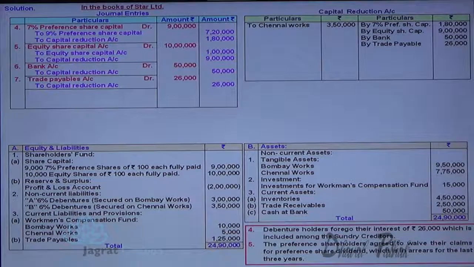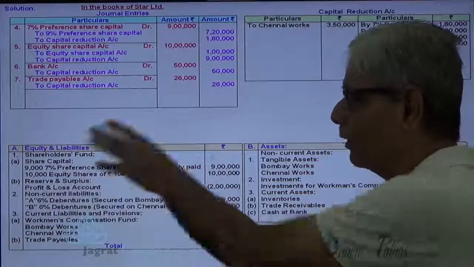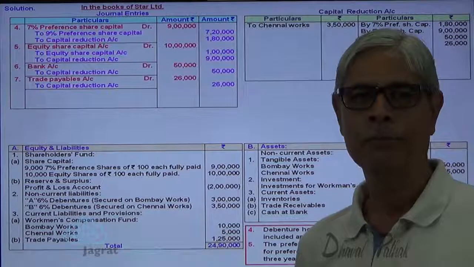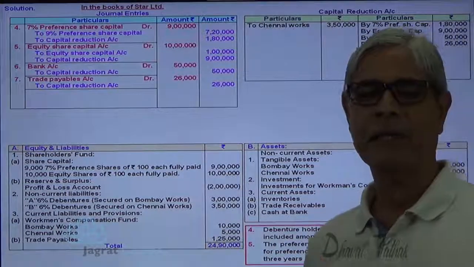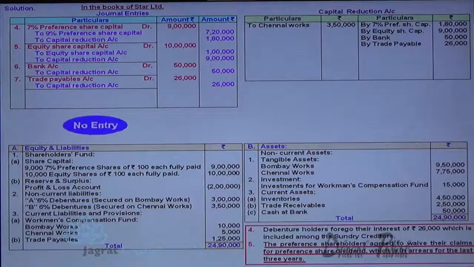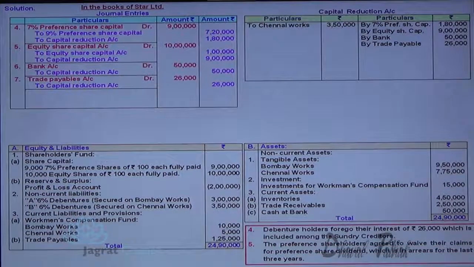Now, as I told you, preference shareholders agreed to waive their claim for preference share dividend, which is in arrears for the last 3 years. Here on the liability side, you won't find anywhere the recorded obligation towards the preference share dividend arrears. So it is an unrecorded liability, and when the unrecorded liability is foregone, no entry. No journal entry is required to be recorded for that. Now, point 6 is already done.